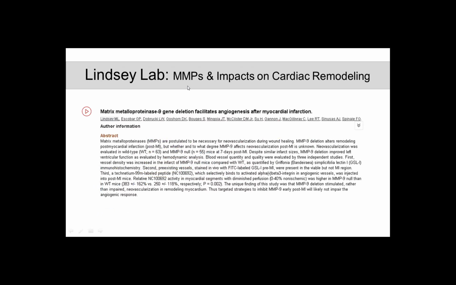Our lab has historically been interested in matrix metalloproteinases and the roles of MMPs as enzymes to break down extracellular matrix components after MI. One of our early papers that was published in the American Journal of Physiology, Heart and Circulatory Physiology, was this one here on MMP9 gene deletion. We showed that if you delete the MMP9 gene, it surprisingly has an effect on angiogenesis, and actually the deletion stimulates angiogenesis after MI.